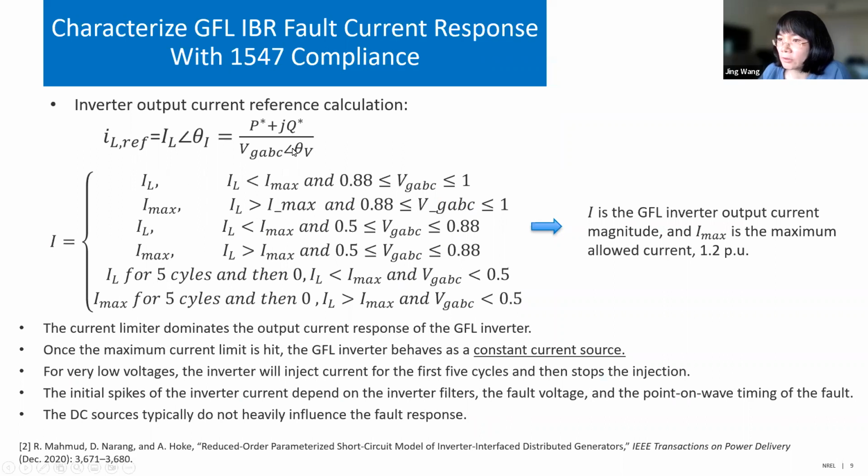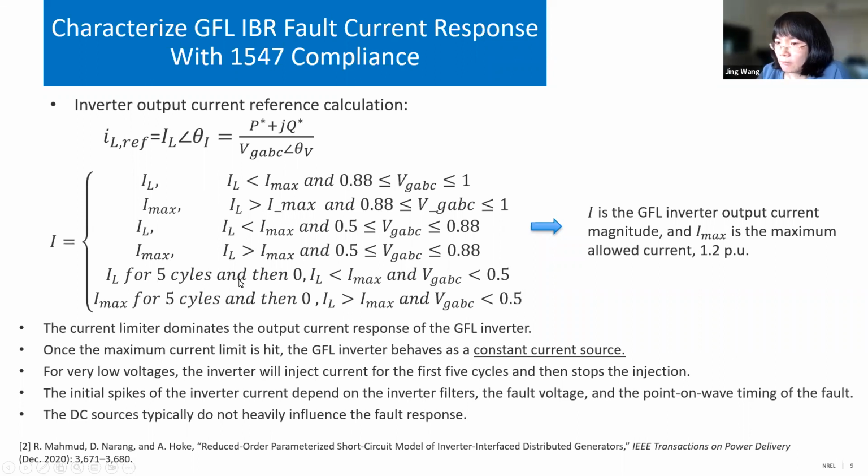This equation shows the current reference calculation. P star and Q star are the power reference, V_g,abc is the terminal voltage magnitude, and this is the phase angle of the voltage for synchronization. So this is how the reference is generated based on different ranges of voltage, or severity of the fault. You can see the output current I, the grid following inverter output current, and I max is the maximum current, usually 1.2 pu. With the voltage lying in different ranges, we can see how the output current looks.